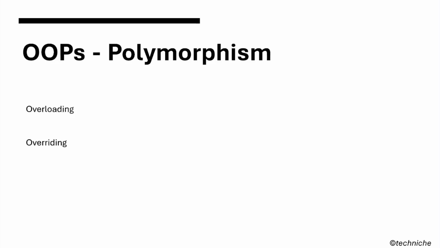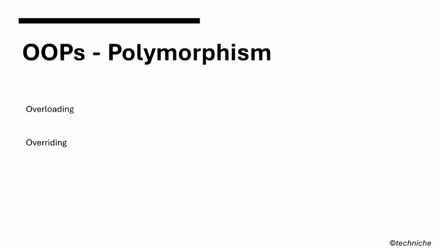First we will discuss two types of polymorphism, that is method overloading or compile time polymorphism. The other one is method overriding, that is runtime polymorphism. So you understand it. Method overloading is compile time, method overriding is runtime. So let's first look into method overloading.